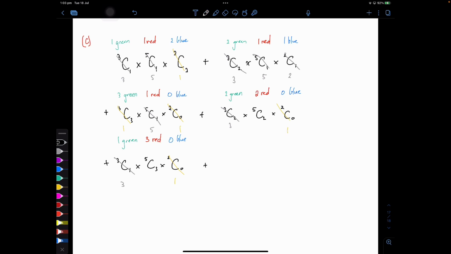You mentioned 2 red, 1 green, 1 blue. Yeah, 5 green, 1 blue. 1 green, 2 red, 1 blue. Daniel, these questions are long. Yeah. 3 choose 1 times 5 choose 2 times 2 choose 1. Okay.